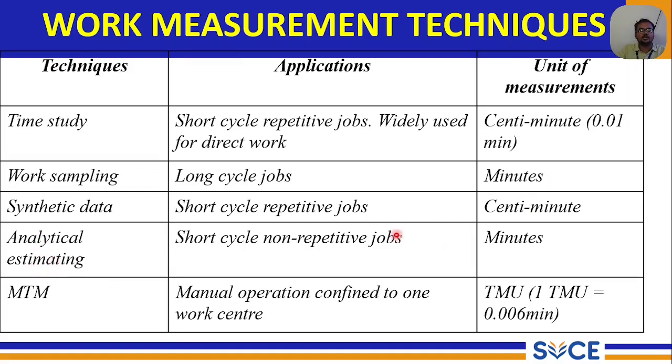Synthetic data and analytical estimating are similar to what has been measured in your previous techniques of time study and work sampling, whereas the unique category comes in terms of MTM. MTM stands for method time measurement, where it is predominantly applied only for manual operations which are confined to a particular work center. And the unit of measurement here is TMU. 1 TMU is equal to 0.006 minute. The reason they use a specific unit for a specific technique is that it is a standard unit fixed to indicate that the methodology in which it has been measured is MTM.